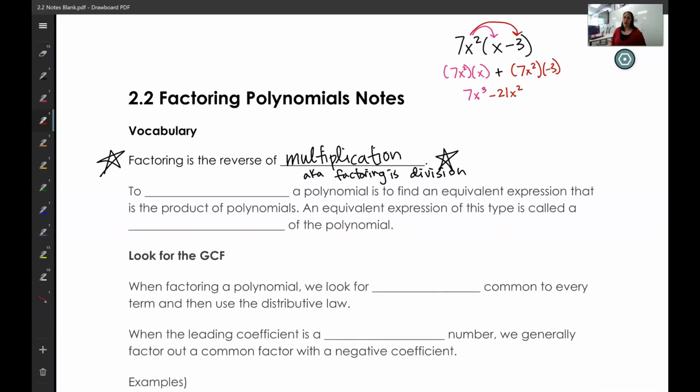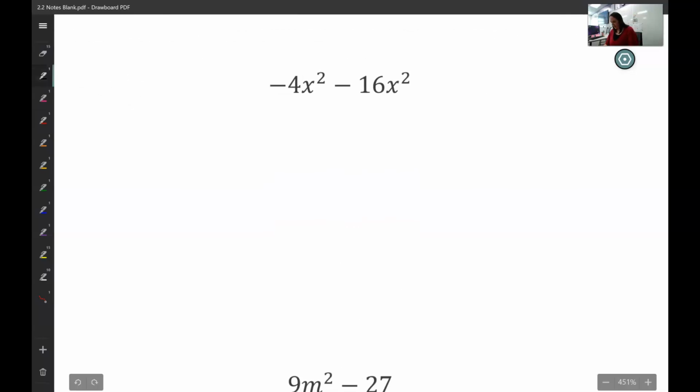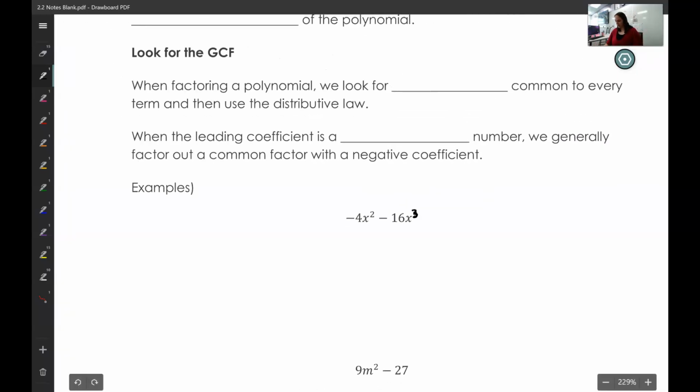Well, factoring is the opposite. Factoring is division. So let's look down here at these first couple examples. Now on this first one, I actually want to change this to a 3. Now the first thing that we need to do is look for what is called a GCF. GCF stands for greatest common factor. So the greatest common factor is the biggest thing they have in common.